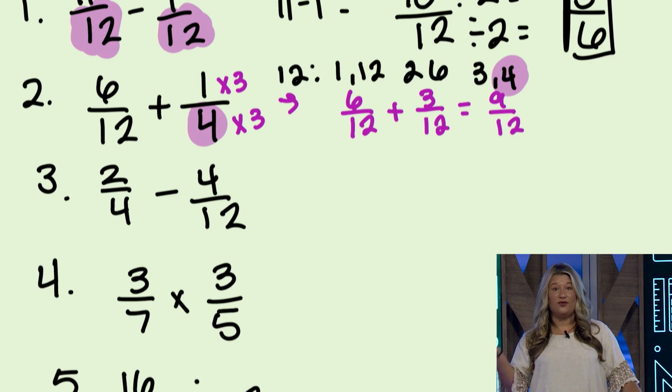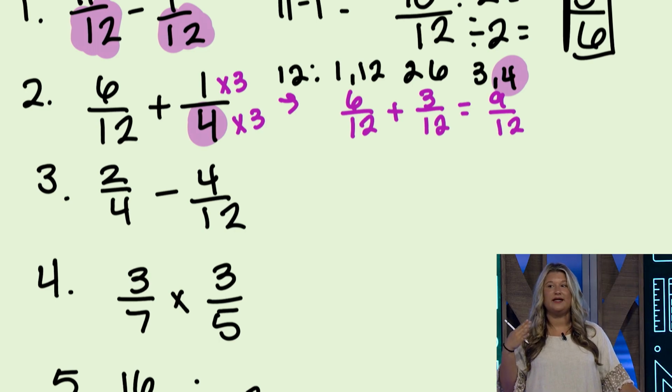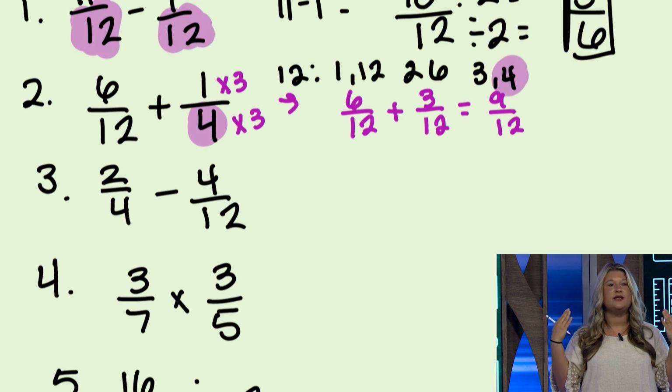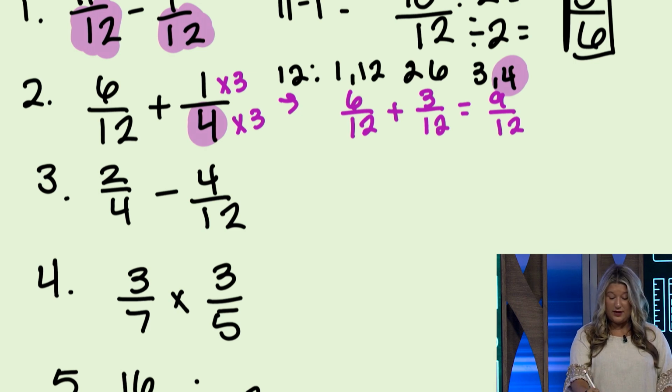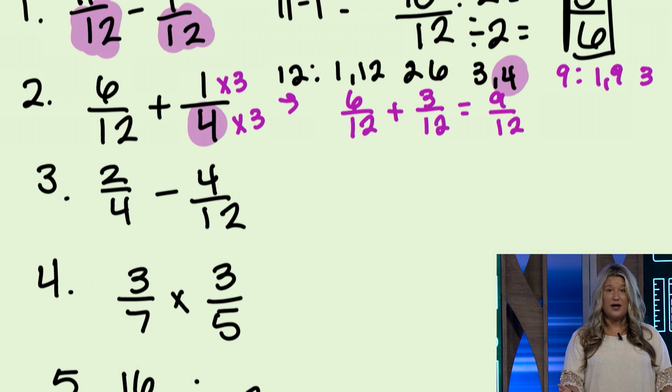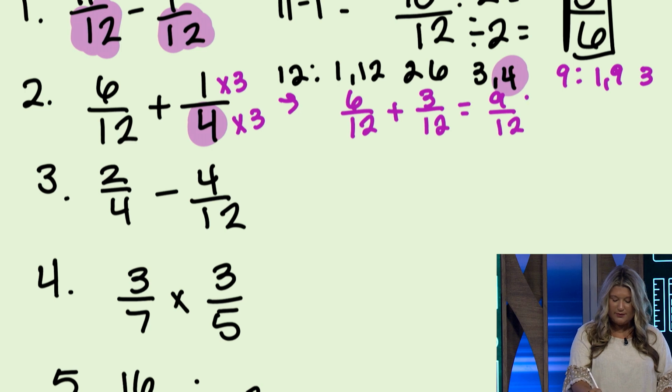Now, ask yourself, every time you get a final answer, is this in simplest form? Can this be reduced any more? Because we want everything simplified. So ask yourself, okay, what goes into 9? What goes into 12? What are those factors? For 9, we have 1 times 9, and then we have 3 times 3. We already listed those for 12, so we know we can divide both of these by 3. And our final answer is 3/4.